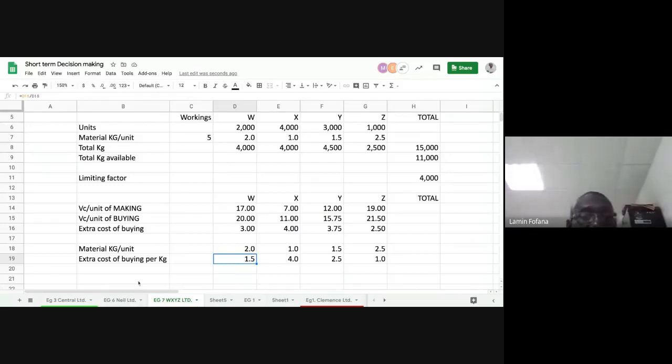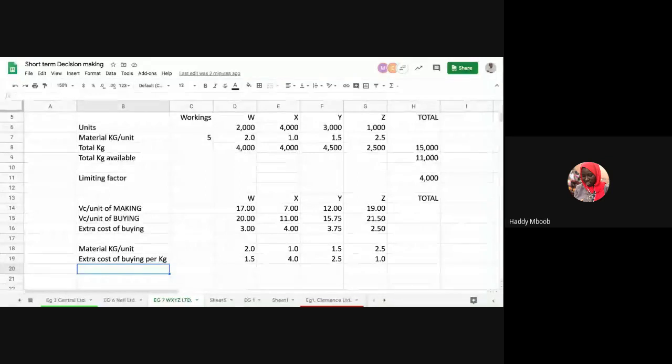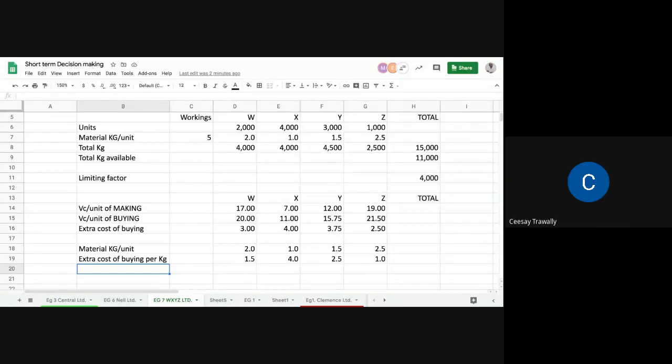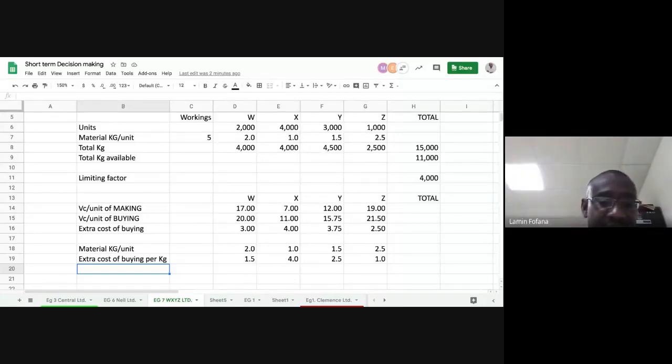So now what we do is we do our ranking. So how should we do our ranking? Our ranking should be based on the product with the highest extra cost per kilo to be made first, followed by the second highest, and so on and so forth. Are we following? Yes, we are. So we have our ranking.